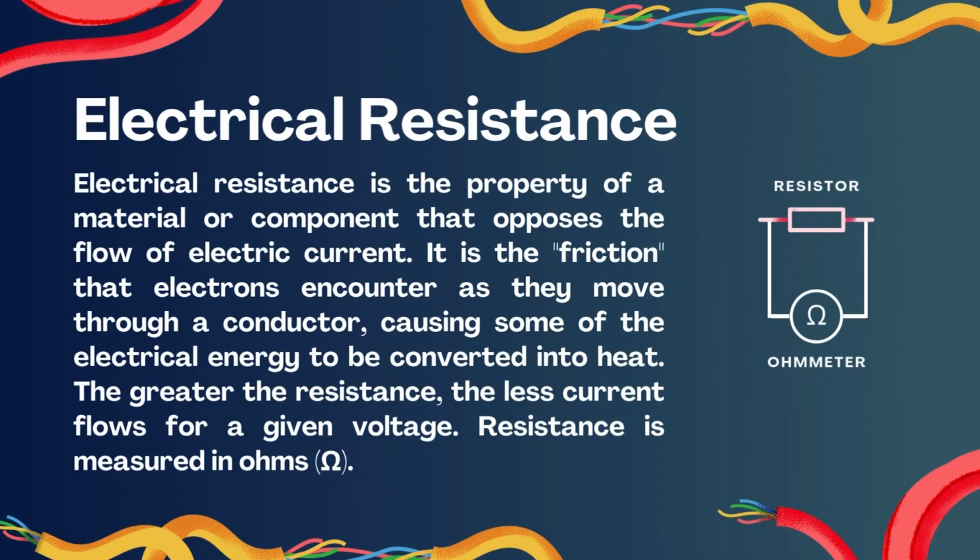The next topic is electrical resistance. Electrical resistance is the property of a material that opposes the flow of electric current. It is the friction that electrons encounter as they move through a conductor, causing some of the electrical energy to be converted into heat. The greater the resistance, the less current flows for a given voltage. Resistance is measured in ohms.